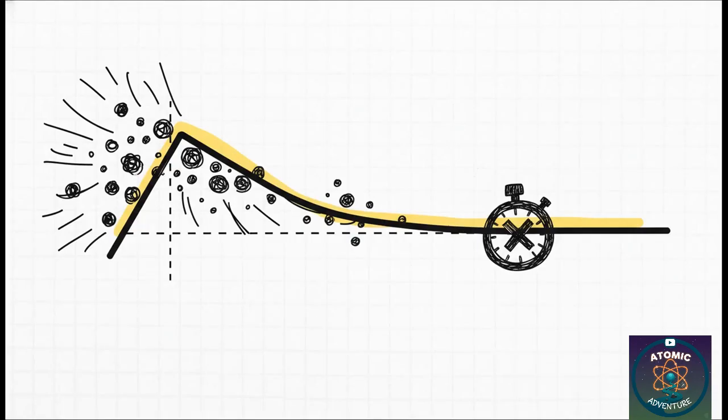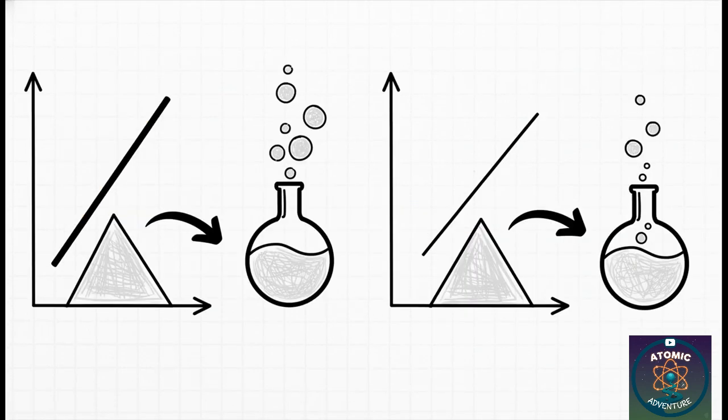Let's break it down. Look at the very start. The line is super steep. That's where the reaction is fastest. Then, notice how the line starts to get less and less steep? That's the reaction slowing down. And finally, it goes totally flat. That means the reaction is over. It's stopped. So here's the number one rule you need to remember. The steeper the line, the faster the reaction. That steepness, or the gradient, as it's sometimes called, is literally a picture of the reaction's speed.